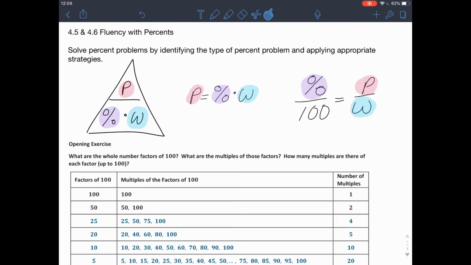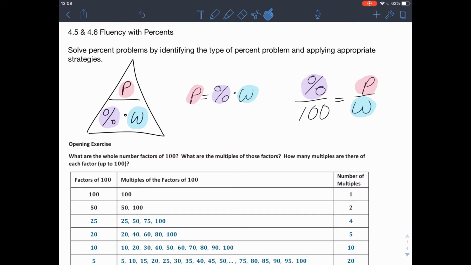In this video, we're looking at lessons 4.5 and 4.6, Fluency with Percents. Our learning goal is to make sure we can solve percent problems by identifying the type of percent problem and applying appropriate strategies. This will help us to master Standard 7.RP.A.1, compute unit rates associated with ratios of fractions, 7.RP.A.2, recognize and represent proportional relationships between quantities, and 7.RP.A.3, use proportional relationships to solve multi-step ratio and percent problems.